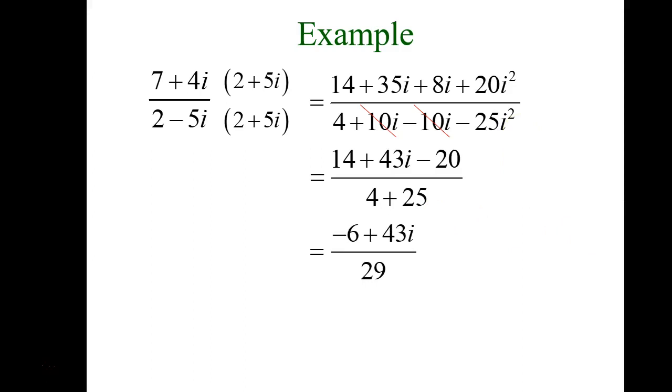Now, in the homework in my math lab, I think they're going to want you to write your answer in standard form, which is the a plus bi form. So they're going to ask you to separate the terms in the numerator, and we'll get negative 6 over 29 plus 43 over 29i. And of course, if either of those fractions reduce, go ahead and do that before you put your final answer into the homework questions.